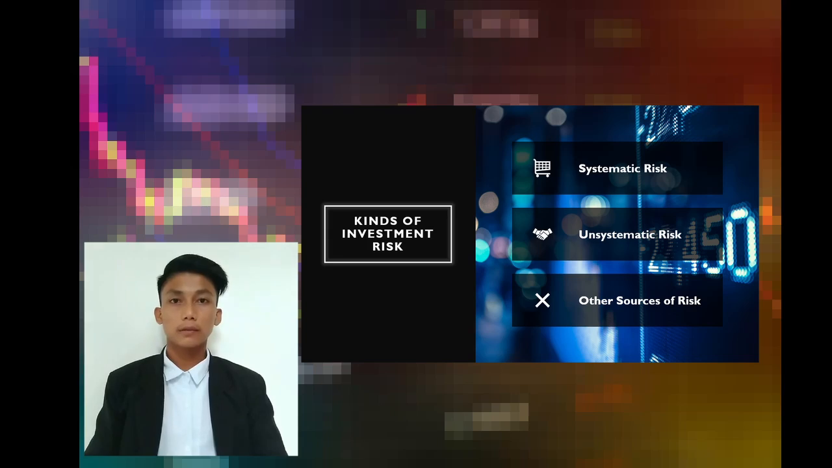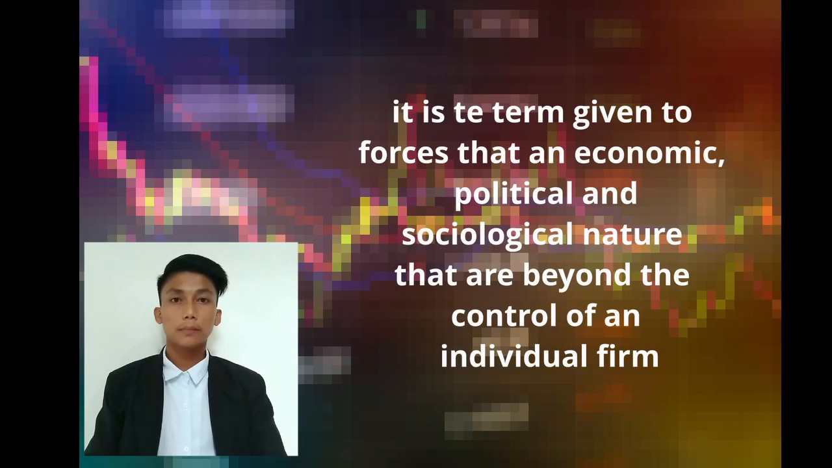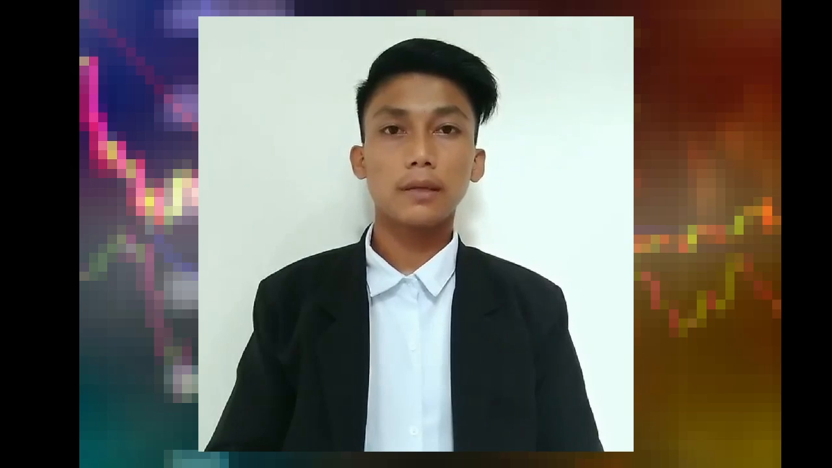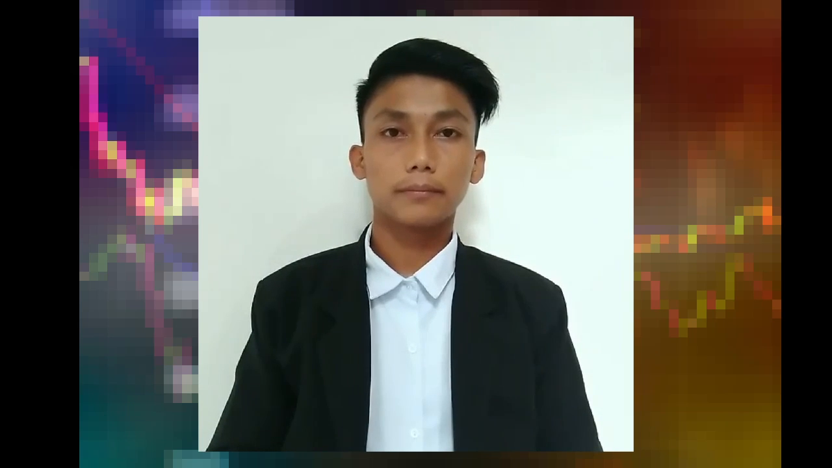Kinds of investment risk. The first one is systematic risk. It is a term given to forces of an economic, political, and sociological nature that are beyond the control of an individual firm. Under systematic risk is the inflation risk or the purchasing power risk. It is the factor affecting all securities, or the chance that the purchasing power of an invested peso will decline. Here, with uncertain inflation, the real return involves risk even if the nominal return is safe.